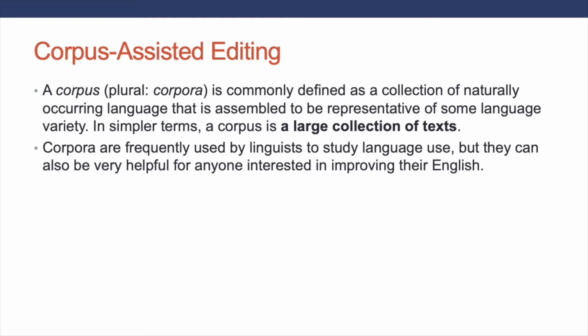A corpus is commonly defined as a collection of naturally occurring language that's assembled to be representative of some language variety. In simpler terms, a corpus is a large collection of texts. Corpora are frequently used by linguists to study language use, but they can also be very helpful for anyone interested in improving their English. And because corpora can be narrowed and filtered according to genre or topic of interest, they can be a great source of guidance on academic English.